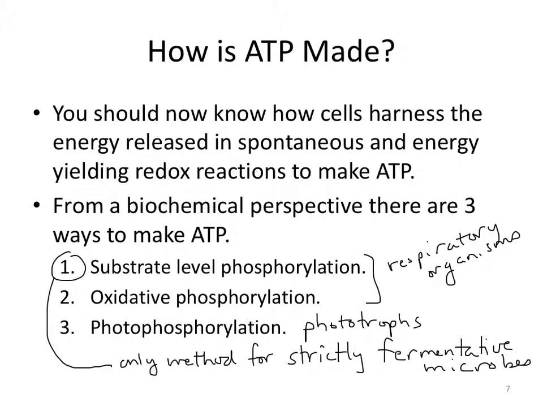So just to rehash, 1 and 2 can both be used and are both used by respiratory organisms. 1 is the only way that strictly fermentative microbes make ATP, and for 3, the phototrophs are what do photophosphorylation.